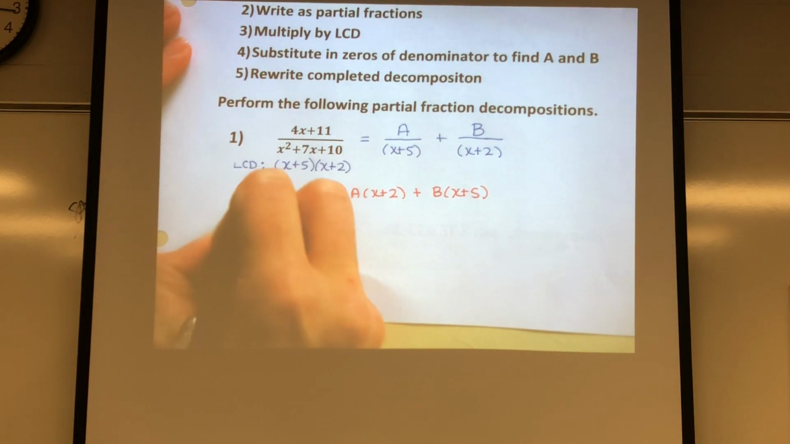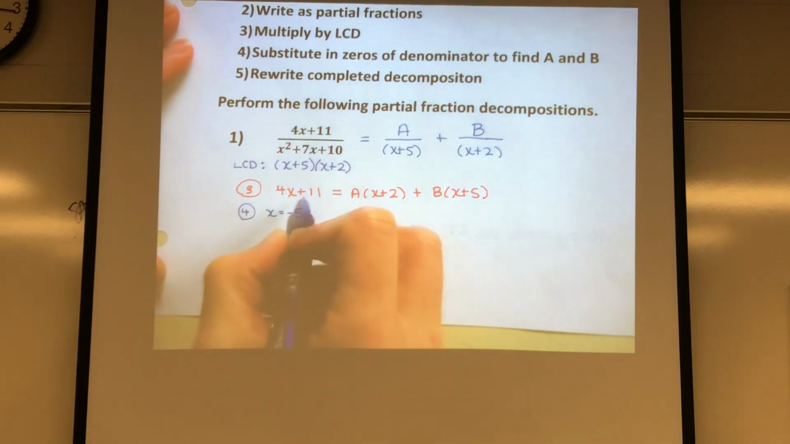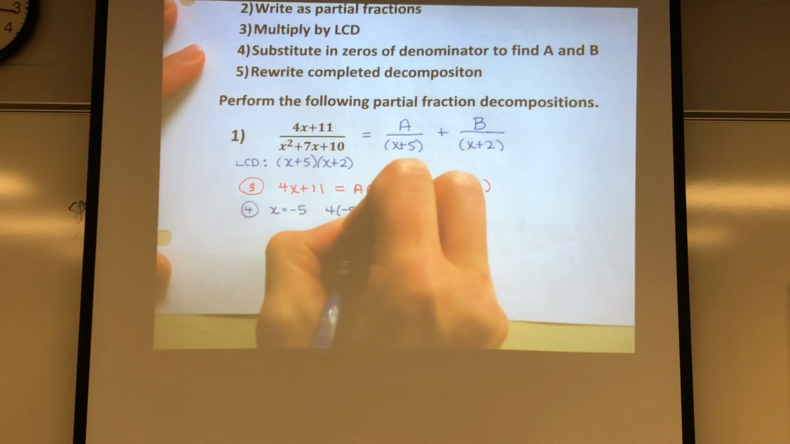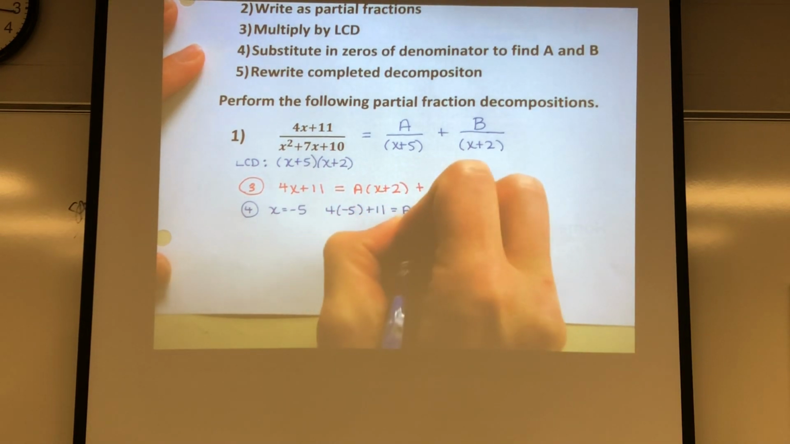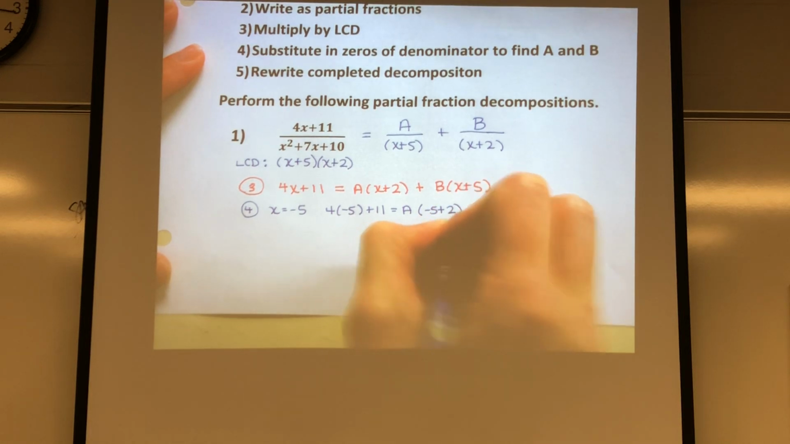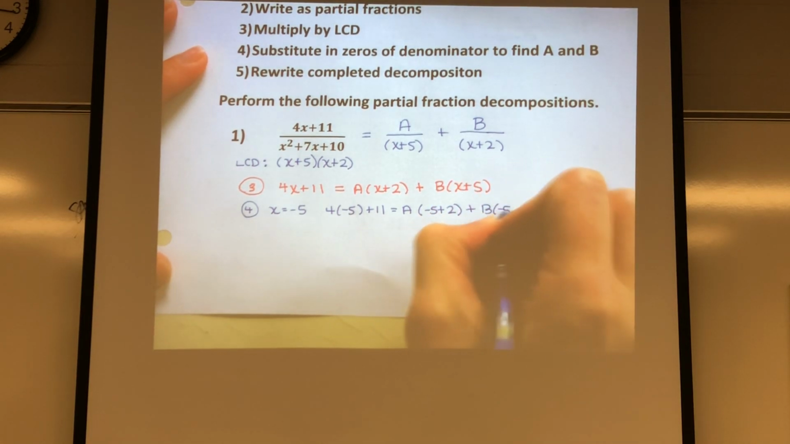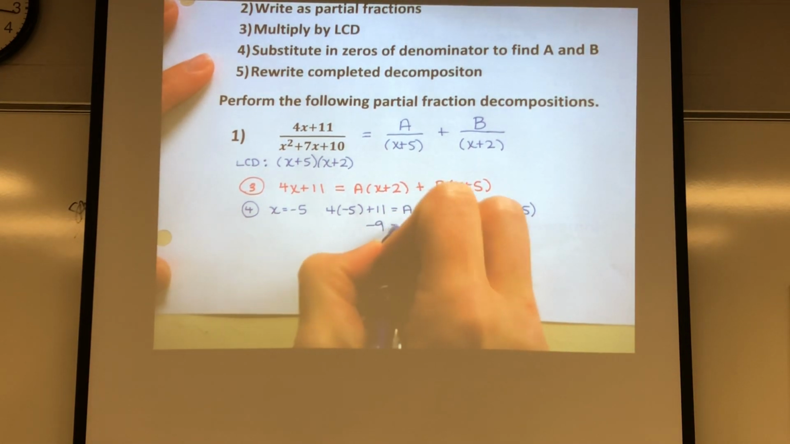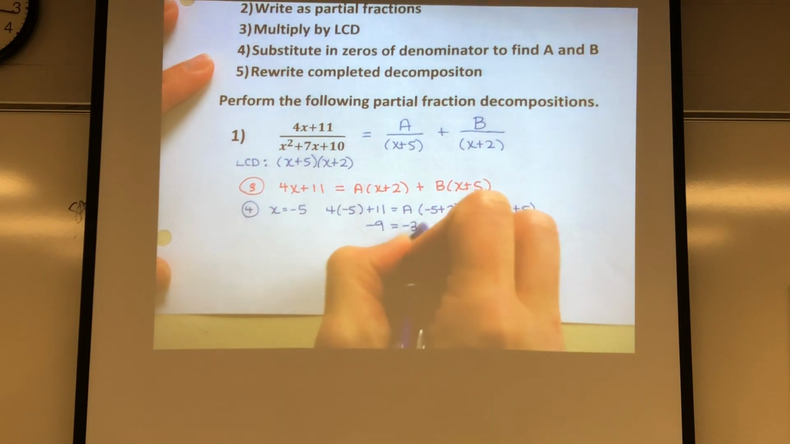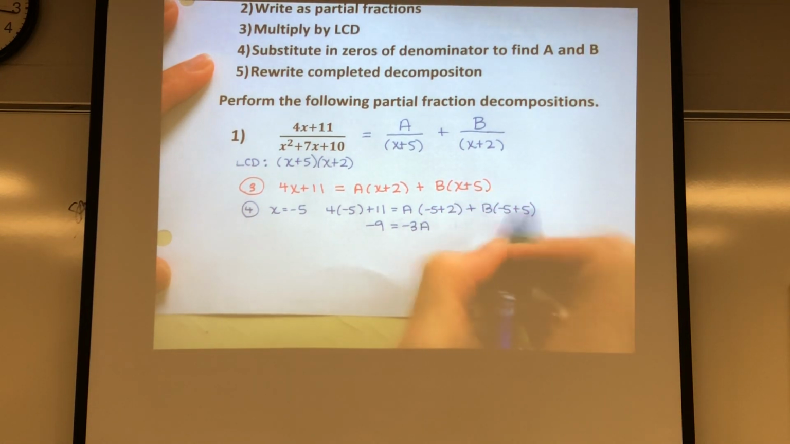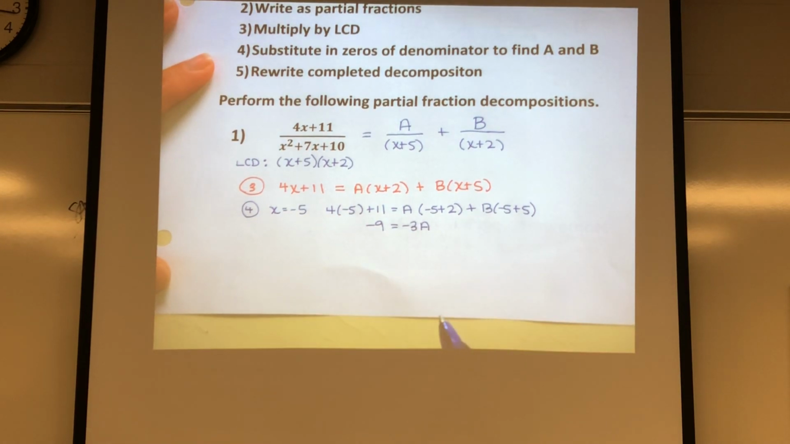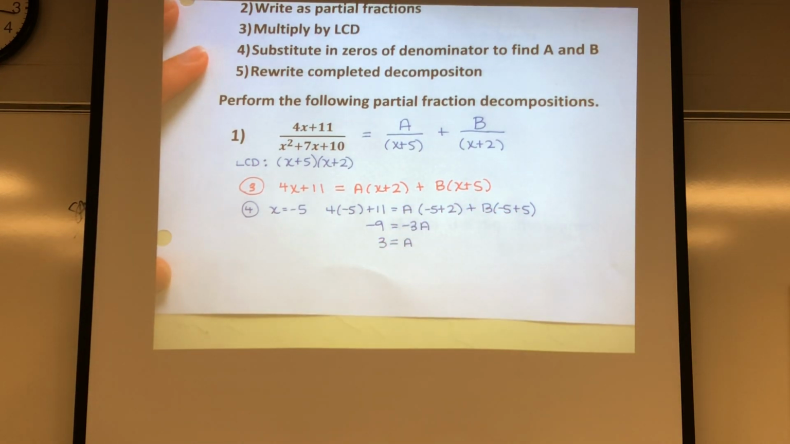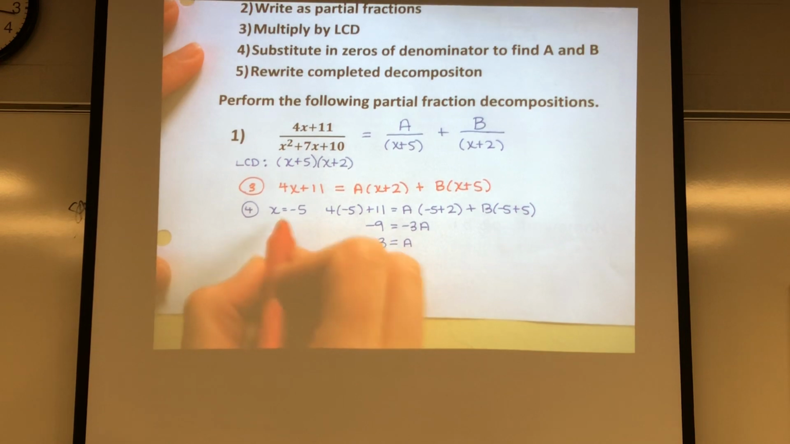So let's start with substituting in negative 5 as a 0. I'm going to put it in for all of the x's there. So 4 times negative 5 plus 11 equals A times negative 5 plus 2 plus B times negative 5 plus 5. So over here on the left I get a negative 9. This is negative 3A. And the B term would equal 0, so it's gone now. So we can divide by negative 3, and we find out that A equals 3.